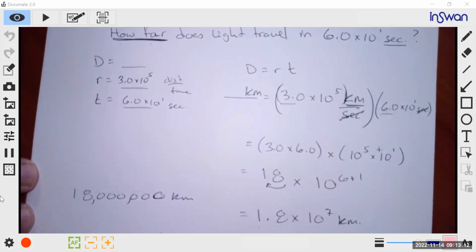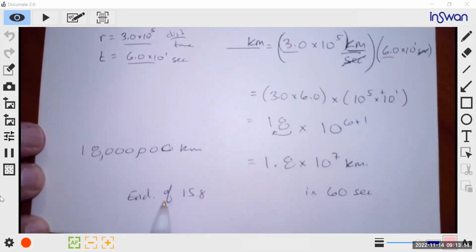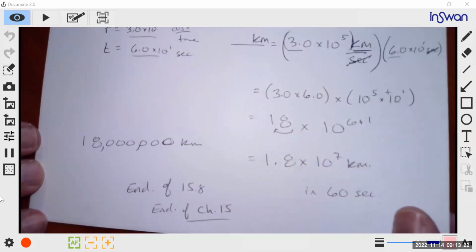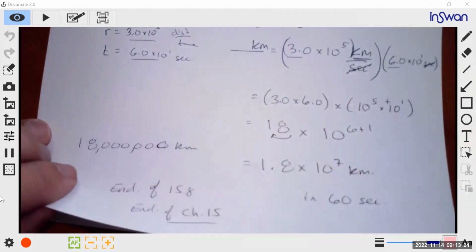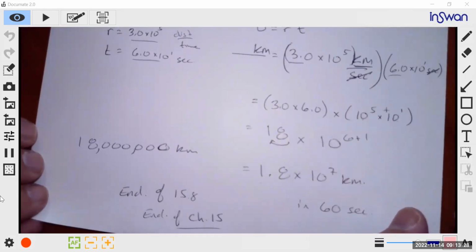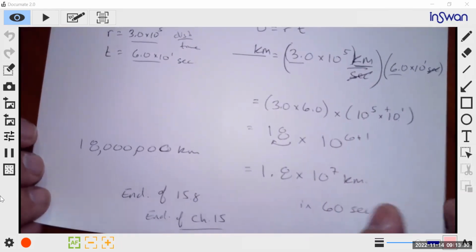End of 15.8. End of chapter 15. Now we're rounding into the last chapter of our course, Chapter 16. We're going to go backwards now.